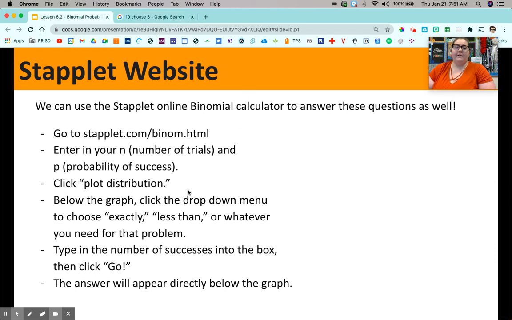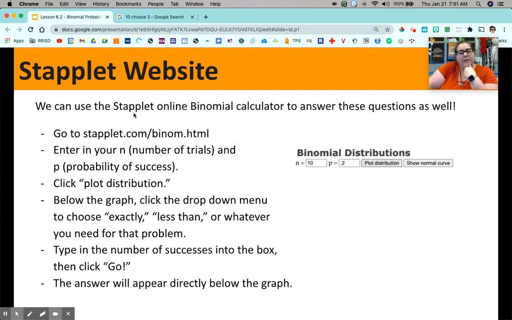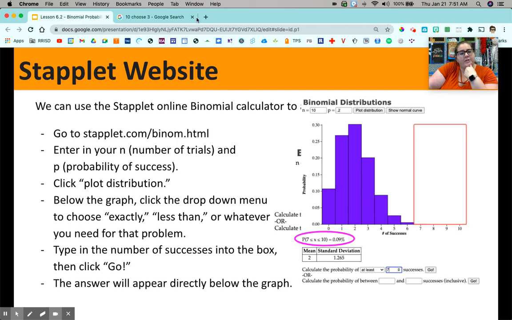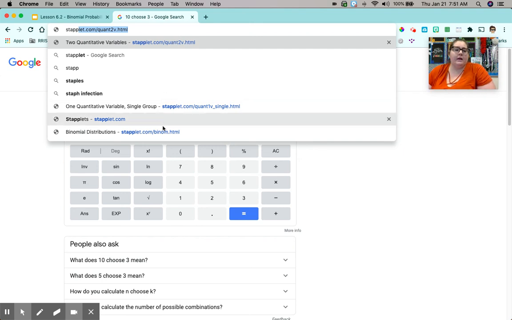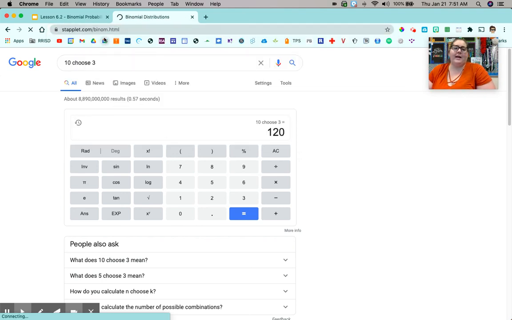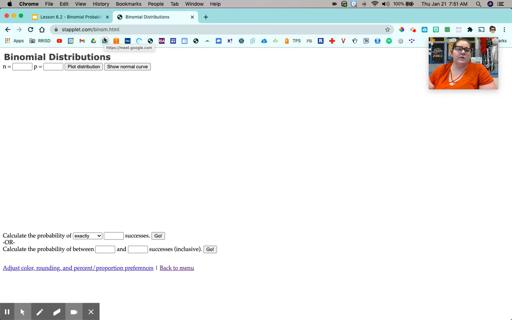So again, I'm going to have this on the screen if you want to screenshot it so you have the instructions, but I'm going to go through it as well. There is a website through Stapplet. This is the same website that we used last semester for 1-var stats and 2-var stats and things like that. But they have one for binomial. I have all the instructions on here and some pictures. But I want to go ahead and look at what this would look like. Stapplet.com/binom.html is the website. It looks like this when you first go onto it.